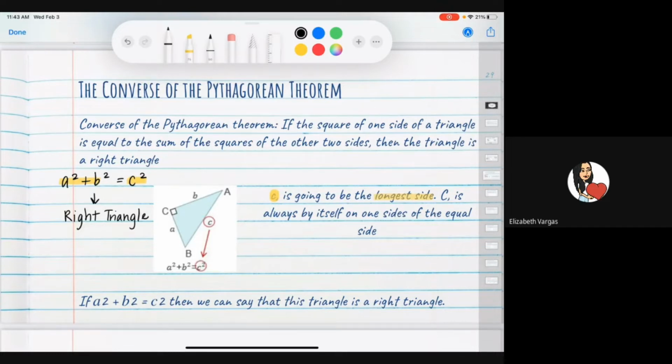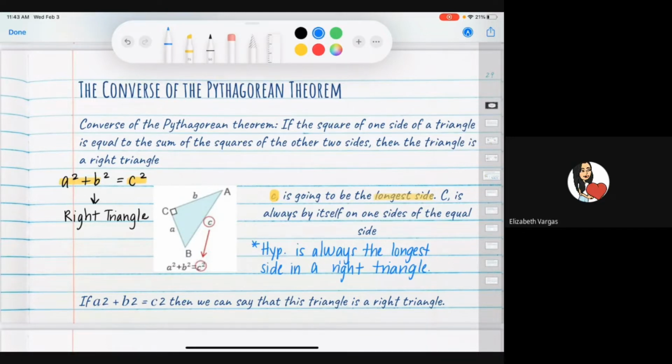Okay, so C is always our longest side. Our hypotenuse is always our longest side. That's the big takeaway here. Our hypotenuse is always the longest side in a right triangle.